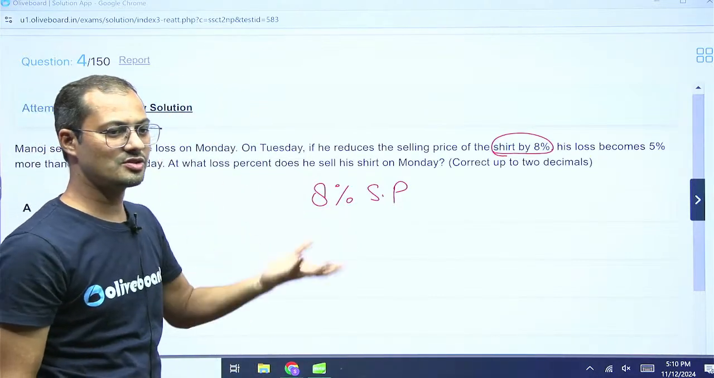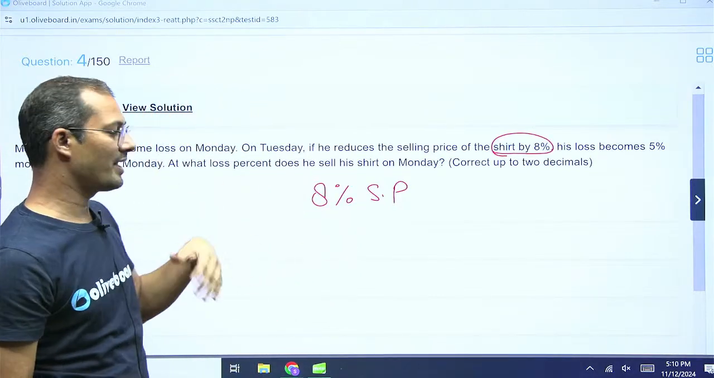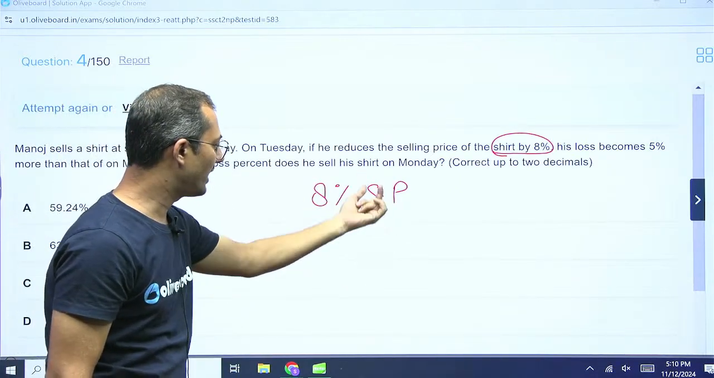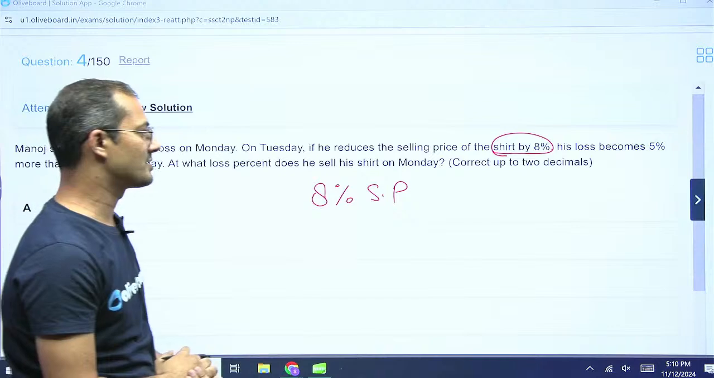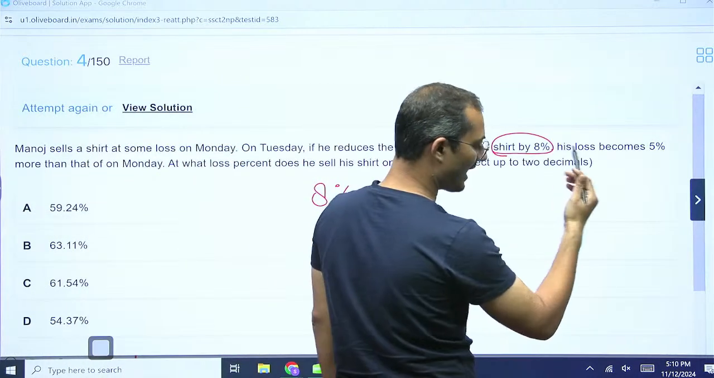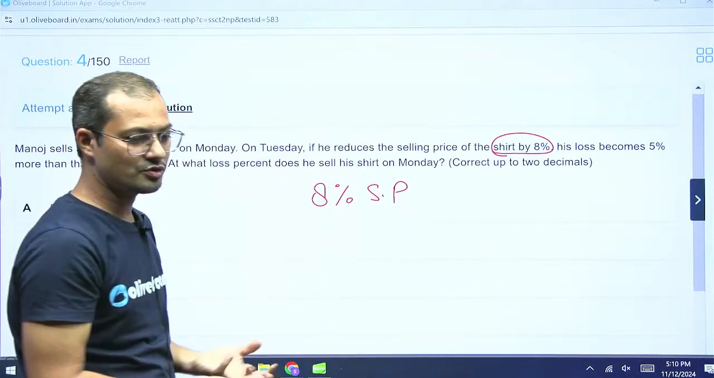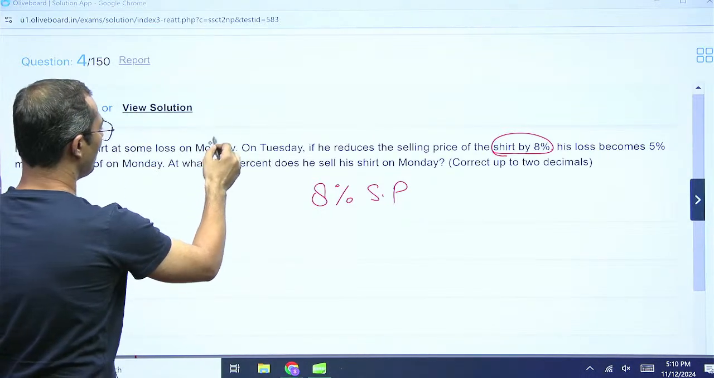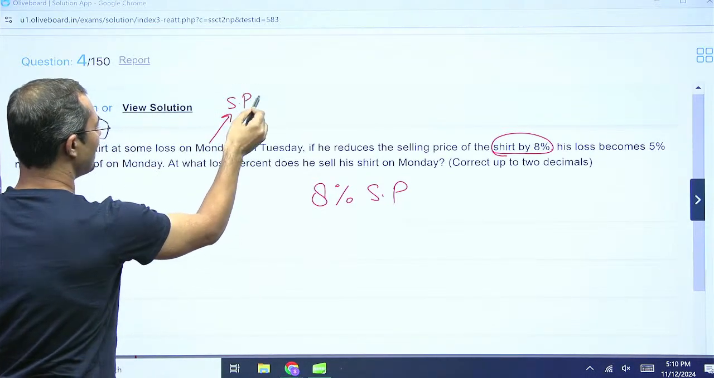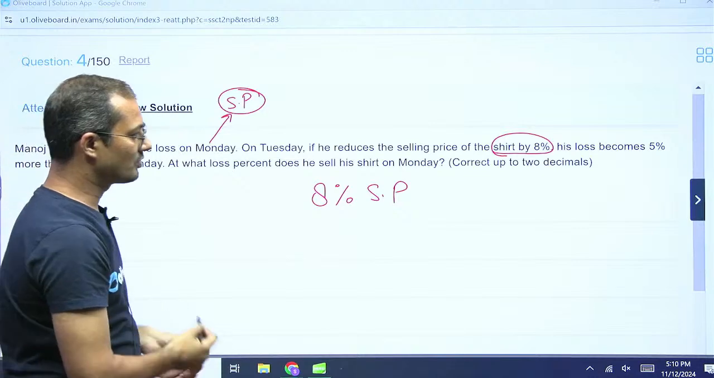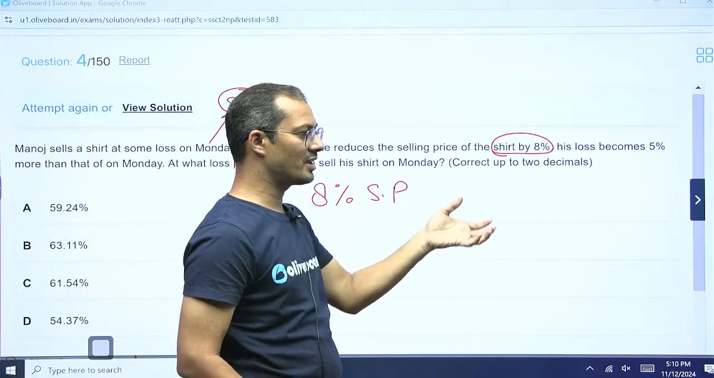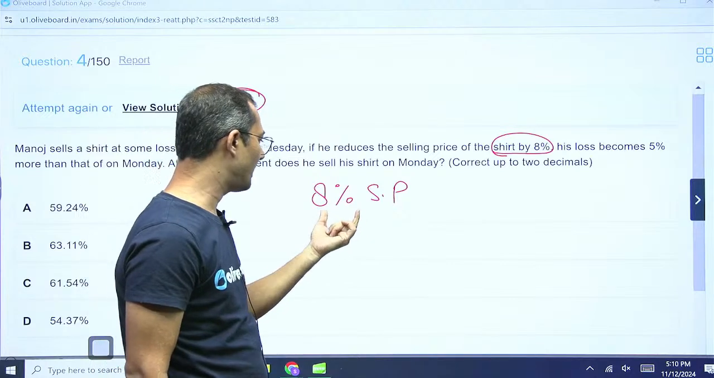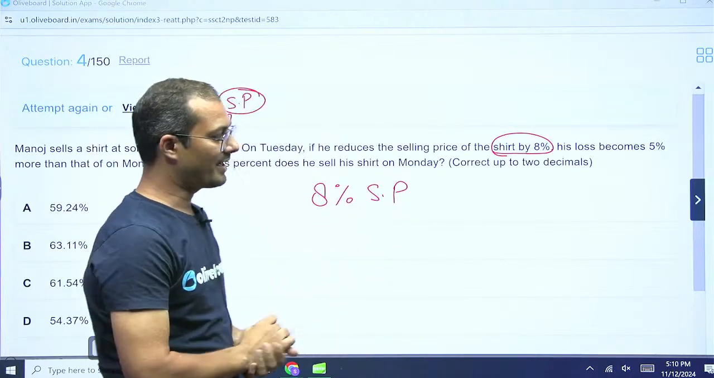At Monday he sold the shirt, right? So let that price be SP. Now the SP is getting reduced by 8%. The SP of Monday is getting reduced by 8%. So we just let the SP on Monday be SP, right? The selling price on Monday is SP. So the selling price on Tuesday is going to be reduced by 8%. How much is it going to reduce? By 8% of the SP, right?